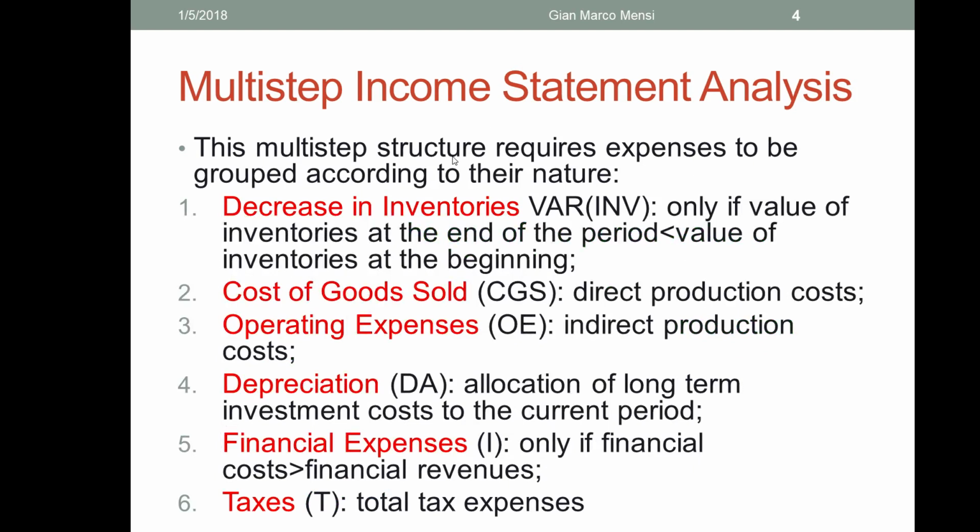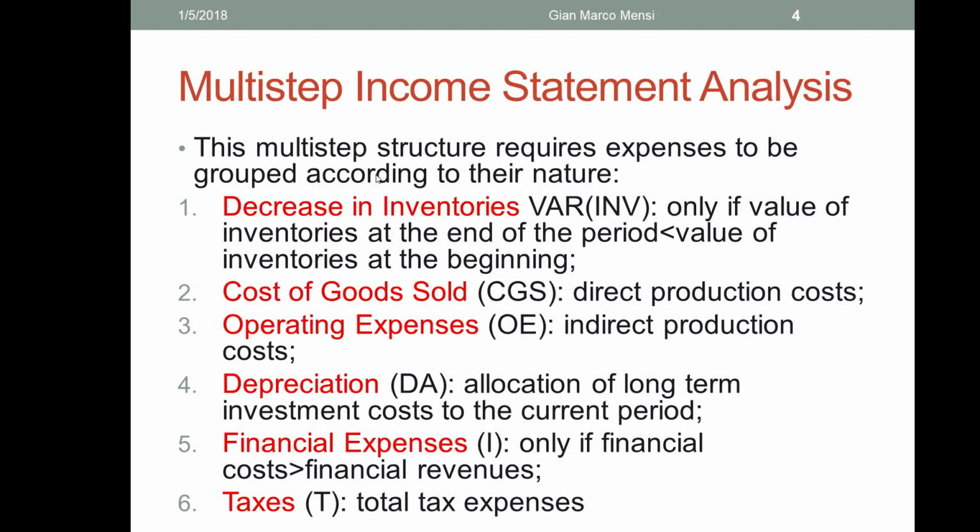In a multi-step income statement analysis, costs are grouped according to their nature. So first we think about inventories. If an increase in inventories is positive for revenues, a decrease in inventories will be bad for revenues. In fact, it is, because it increases the costs registered during the period. Then we have the cost of goods sold, which are basically direct production costs. So in our previous case, the aluminum, the glass, basically all raw materials and the labor that can be allocated directly to production costs. Okay, everything.